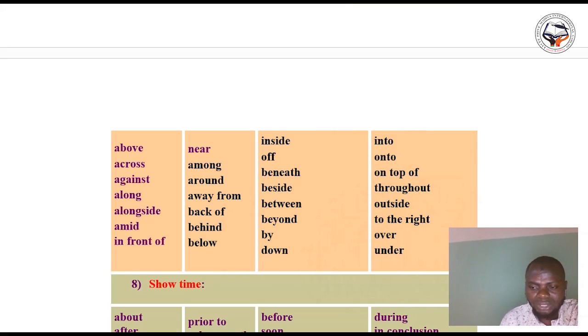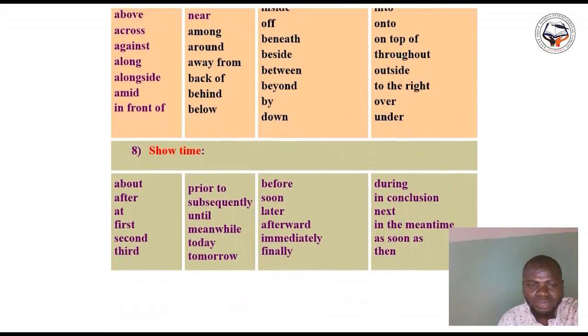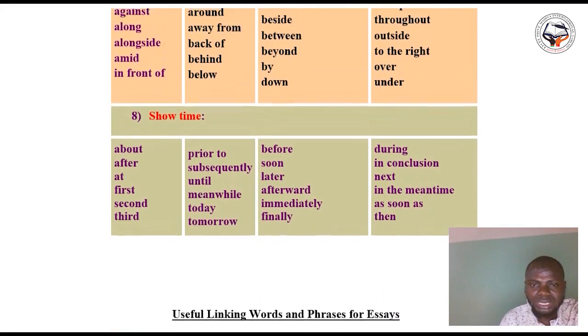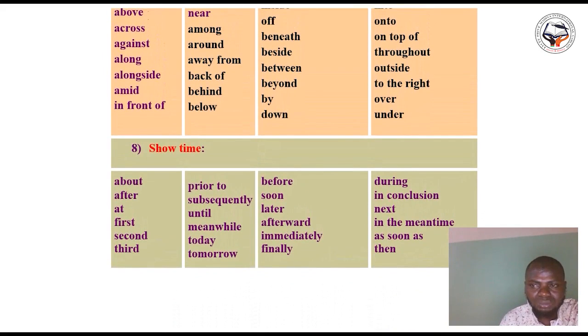Now the next one is showing time. If you want to show time, you can use these linking words, for example: about, after. For example, it is about 8, or after seeing each other, or after giving this point, we will move to another point. In your writing, you can use these.